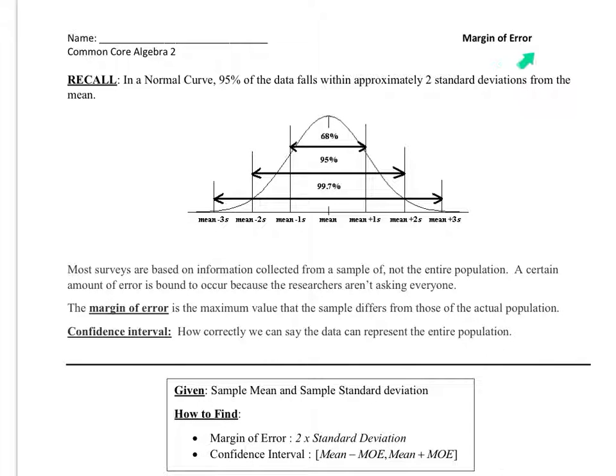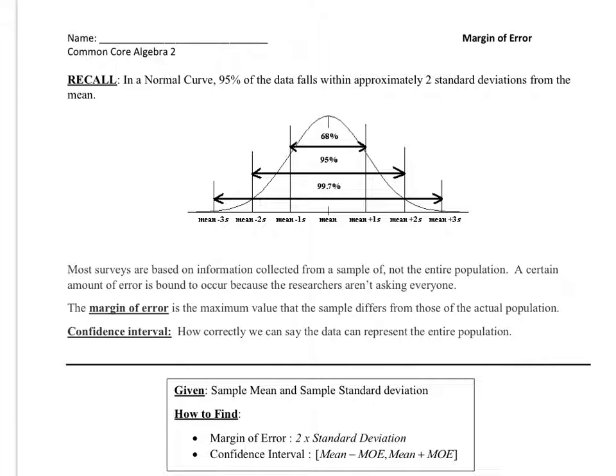All right, the margin of error. Now you may hear this when you're listening to the news, because you all listen. They always say something like, 50% of the people believe this, plus or minus 3%. And that is what we're talking about when we talk about the margin of error.